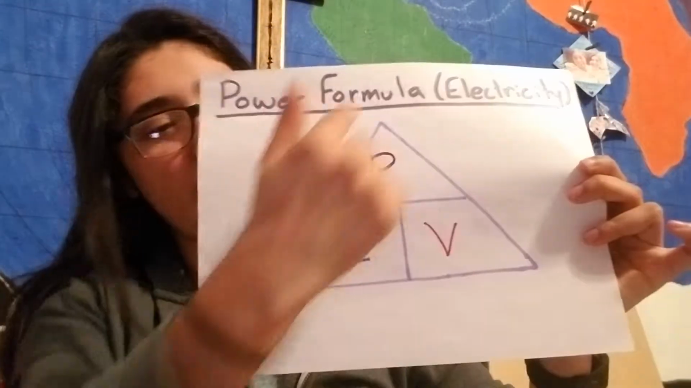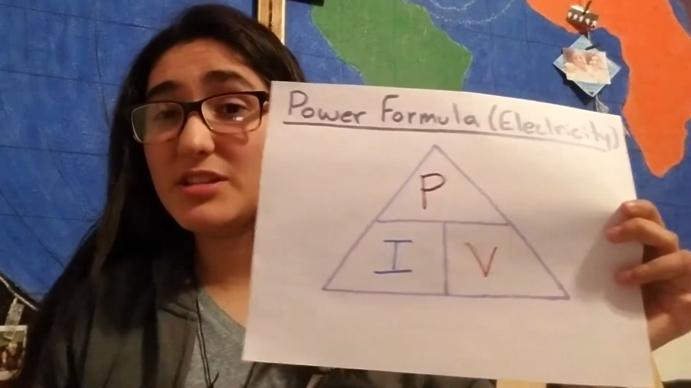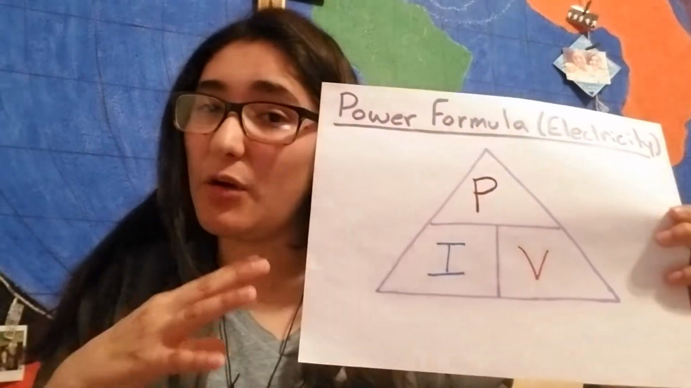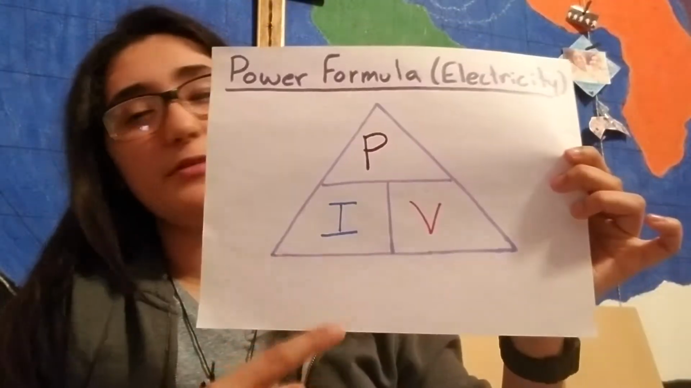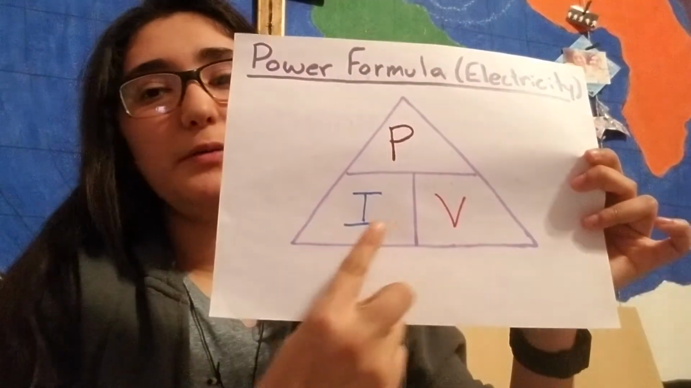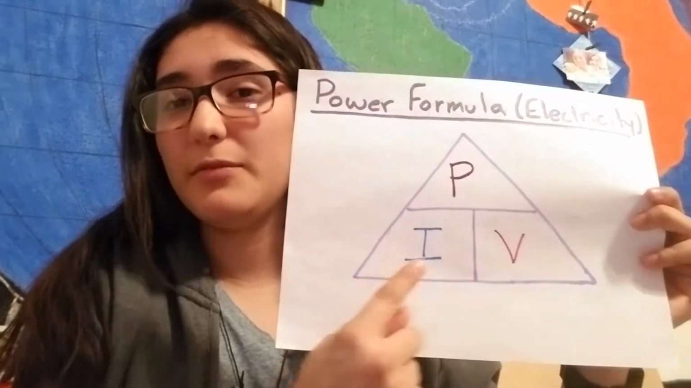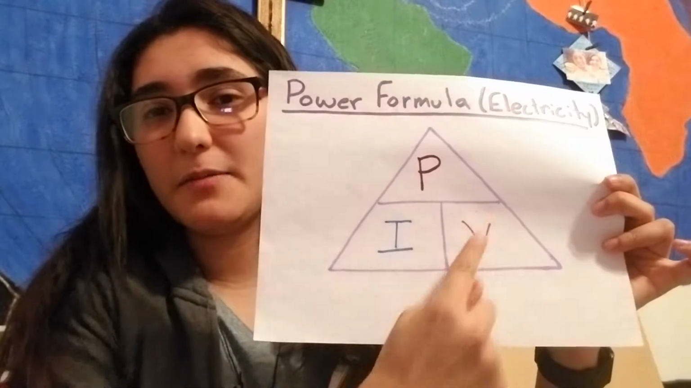Which brings us back to our power triangle, which is an easy way to remember what equations to use to figure out what we need to find. For example, if we want to figure out our power, we have to multiply current by our voltage. But if we want to find current, we have to have our power divided by our voltage. Pretty easy.